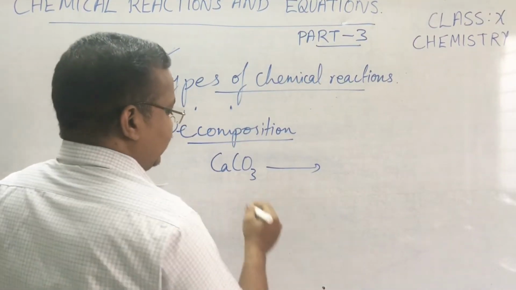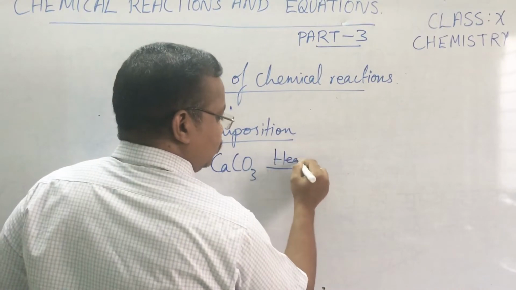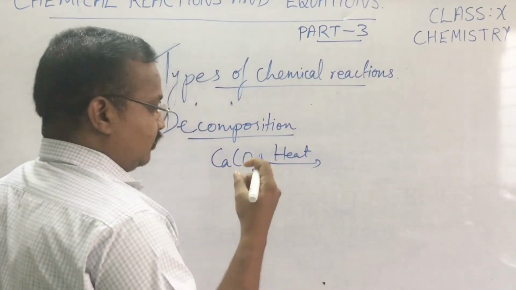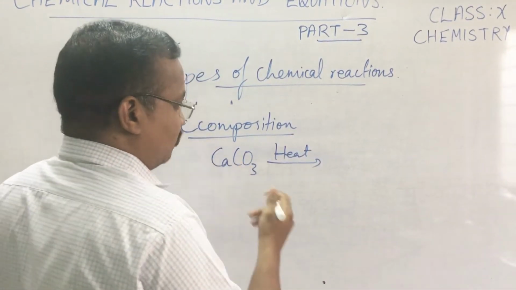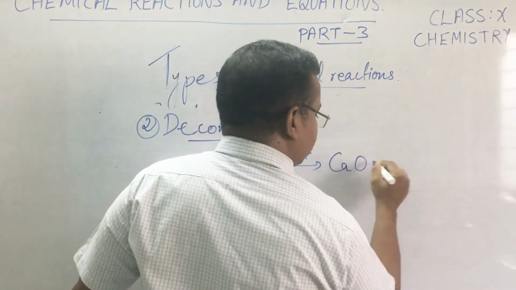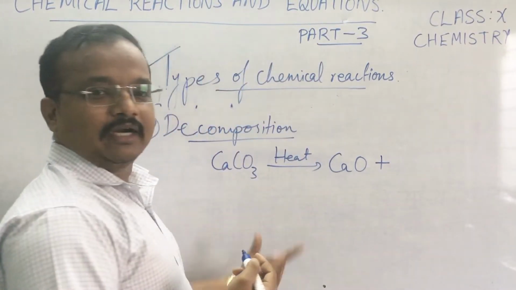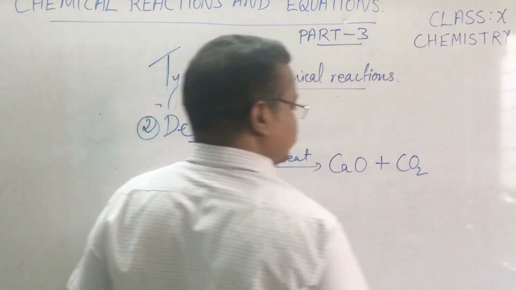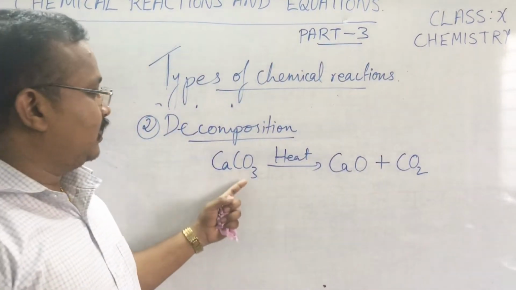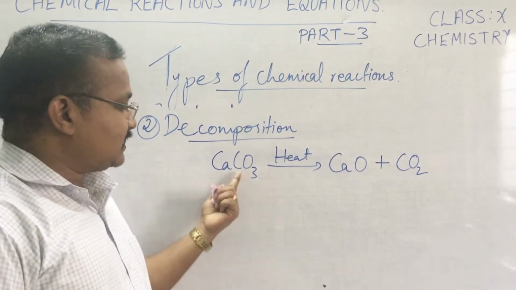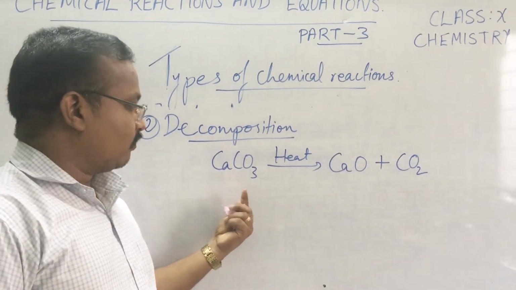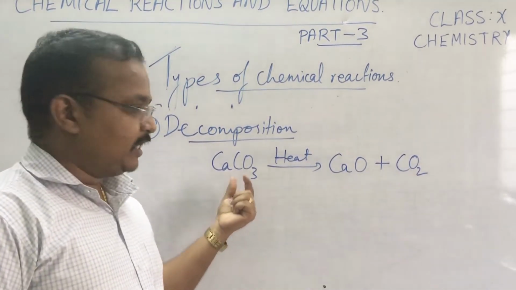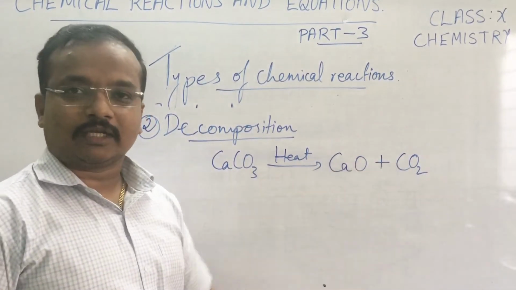On heating, calcium carbonate decomposes to form calcium oxide, and can you tell me what else will be produced? Of course, carbon dioxide is also produced. So this is a reaction in which one single species decomposes into two other products.